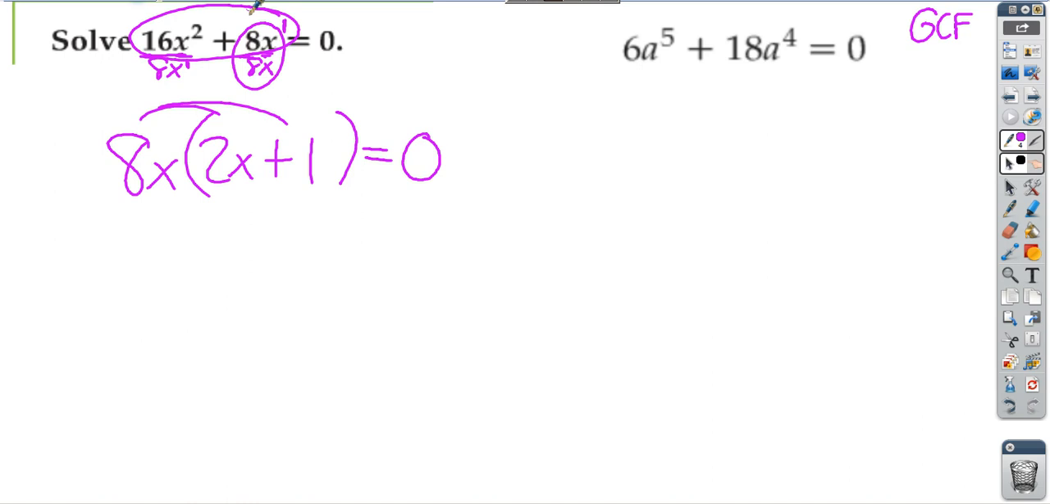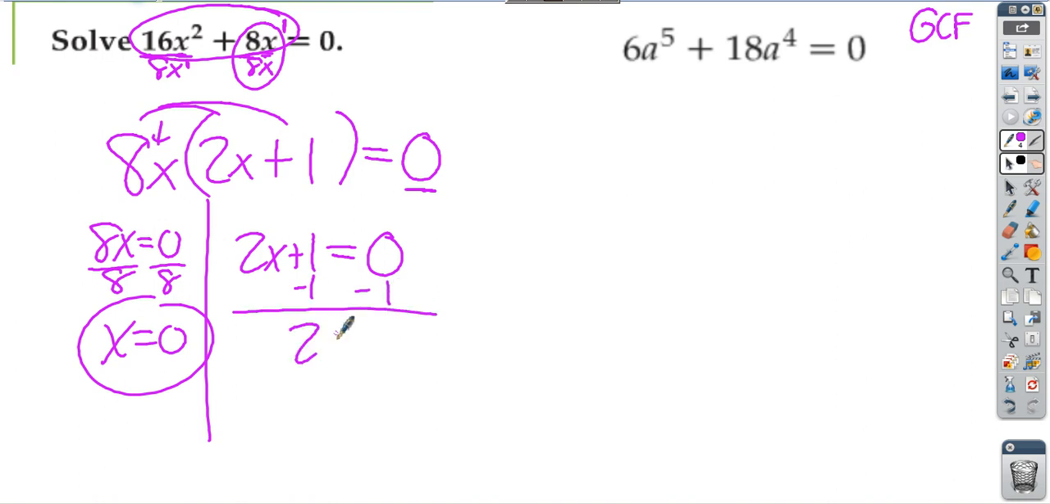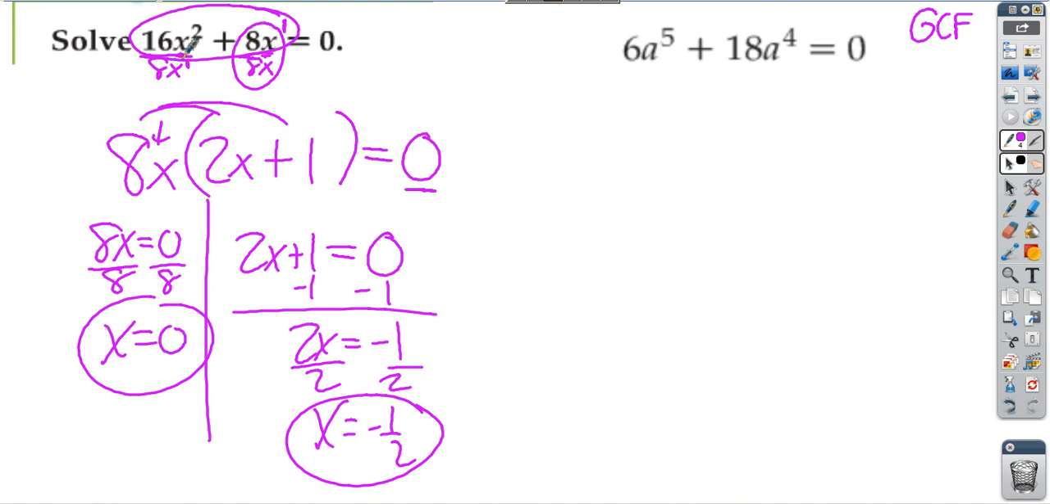So now this says solve. We haven't solved it yet, we've just factored it. So to solve this, we need it to equal 0, and there are 2 ways that this could equal 0. 2x plus 1 could equal 0, or 8x could equal 0. If either of those are 0, you're going to get something multiplied by 0, and that equals 0. So we'll solve this by dividing by 8, we get x equals 0. It's the only way that this thing right here could be 0. We'll solve this by subtracting 1, and then dividing by 2, and we get x equals negative 1/2. That's our second solution. And again, you could check either of those by plugging them back into this original equation right here, and you get 0 in both cases.